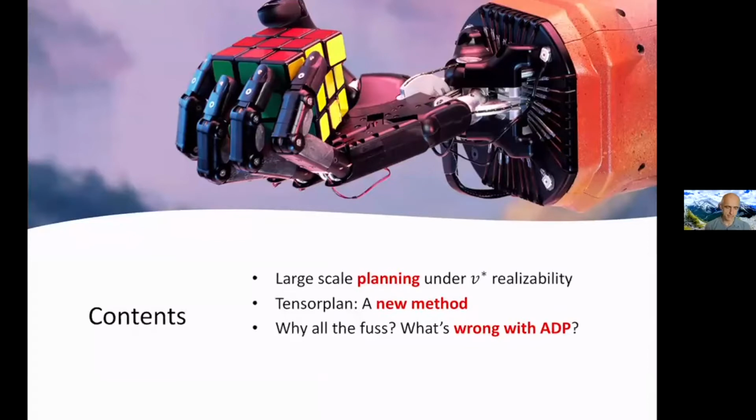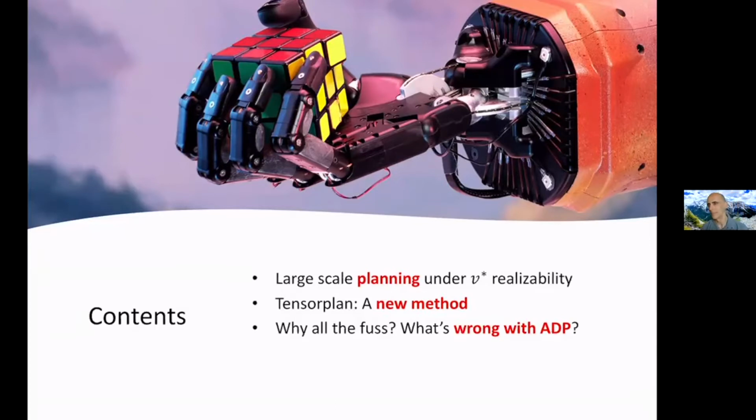In terms of the contents, it's a simple talk. It's a tea time talk. It should be short. Should be one clear message. So here we're going to talk about planning in large MDPs when you have a linear function approximator that is able to represent the optimal value function with a few coefficients, and you're asking whether there exists an efficient planning algorithm for this case. And I'm going to present a new method. We call it TensorPlan, and we'll make the claim that this is efficient, and then we'll sketch the argument of why this method is actually working and why it has the guarantees that it does have.